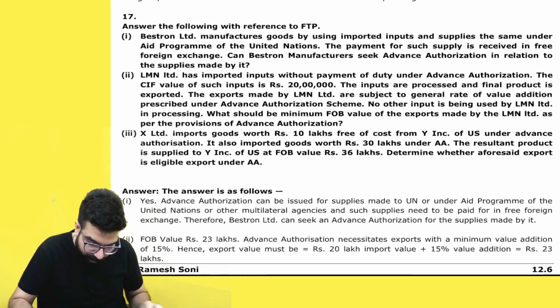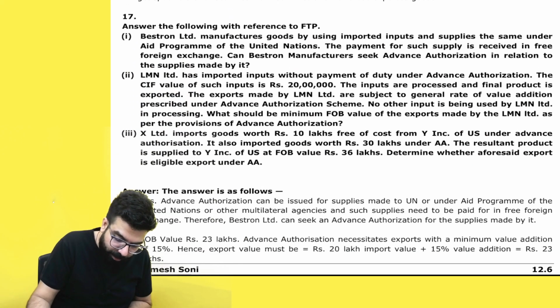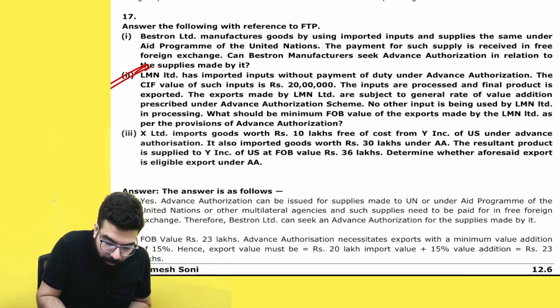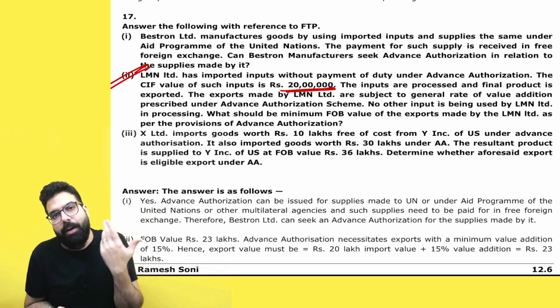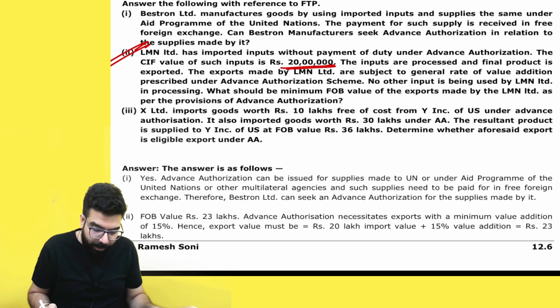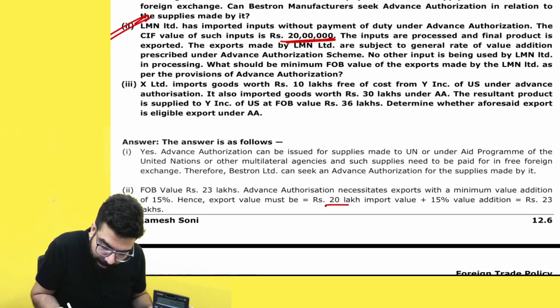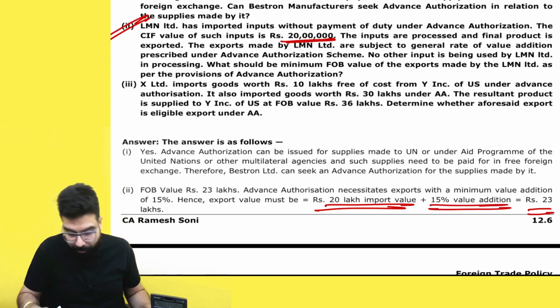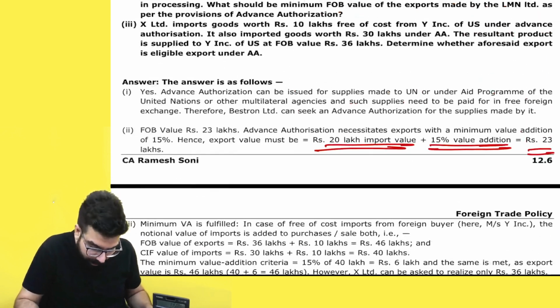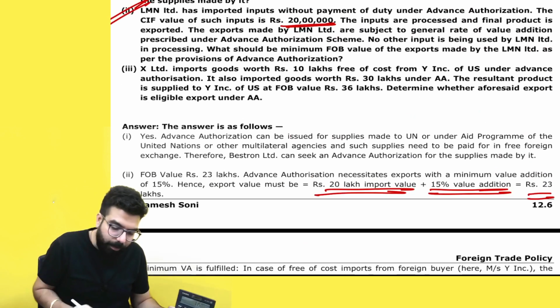I'll do one more question. Can you see this question over here? The same thing. 20 lakh is the value of the inputs. You will do a minimum value addition of 15%. So 20 lakh rupees plus minimum value addition of 15%, you will get 23 lakh rupees as the FOB. This point is also clear.